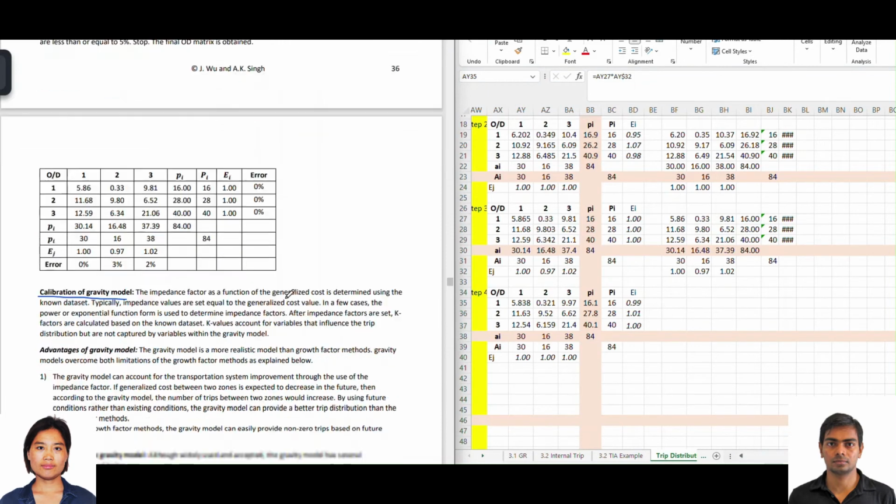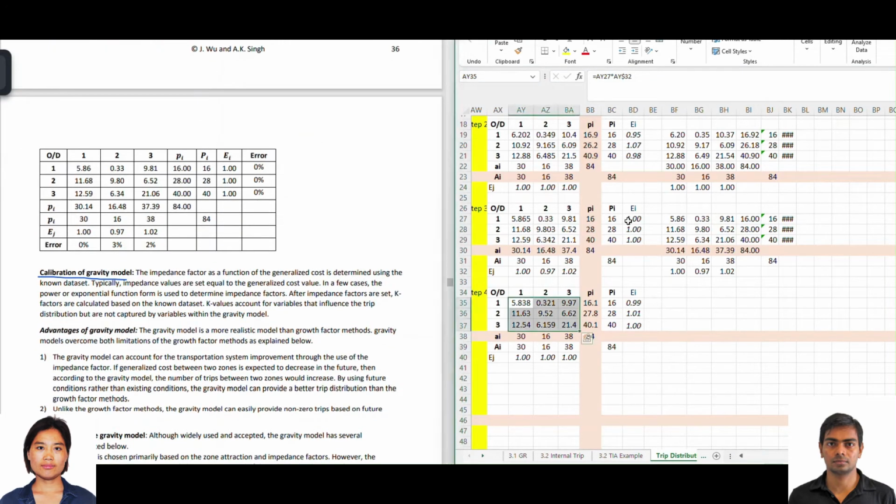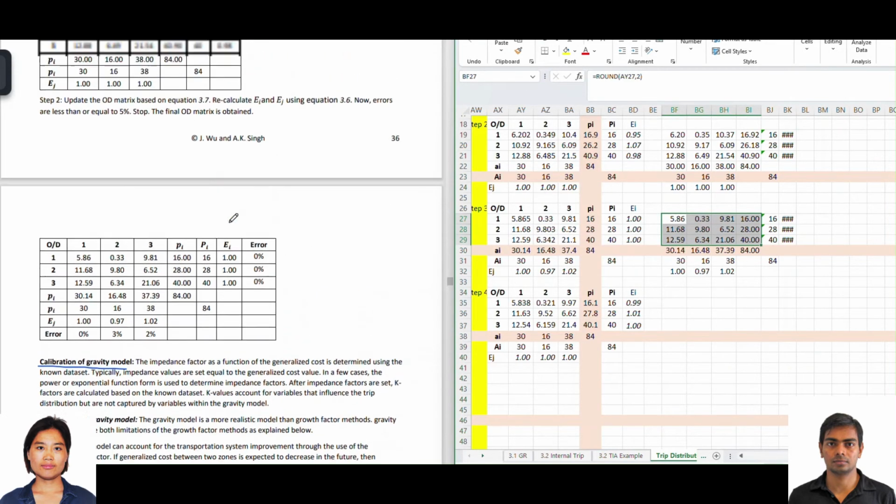6.2, 5.86, which is here, converges to these numbers, and these are within the acceptable error threshold. So this is how gravity model works.